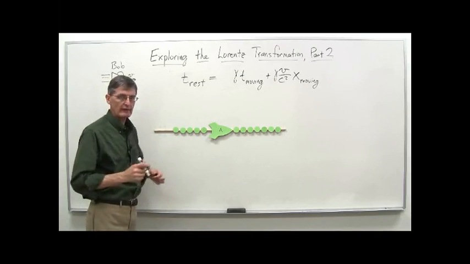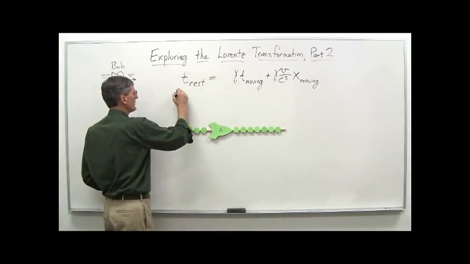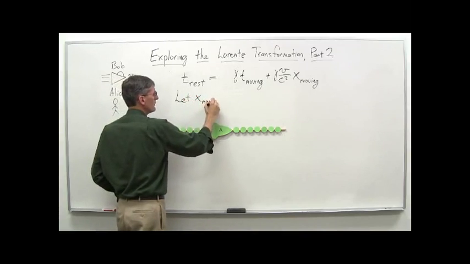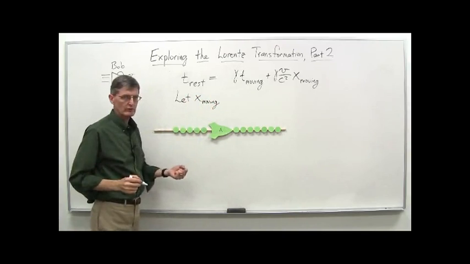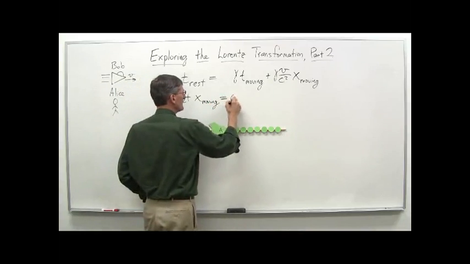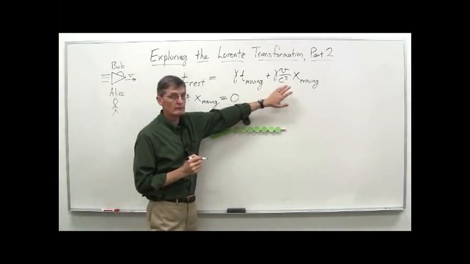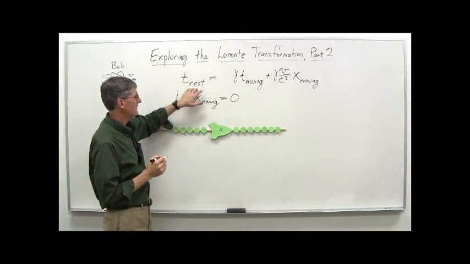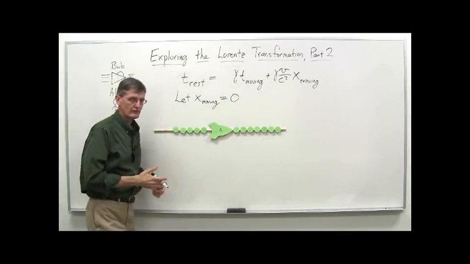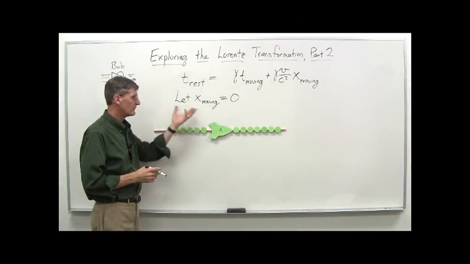So just as we did with the last equation, let's explore this a little bit. Let's just let x moving here, in other words, Bob's measurement of some event in the moving frame, equal 0. Very simple. And then, of course, this term becomes 0, and we're left with t in the rest frame equals gamma times t in the moving frame, which should remind us of the time dilation equation, because that's exactly what it is. Does this make sense?